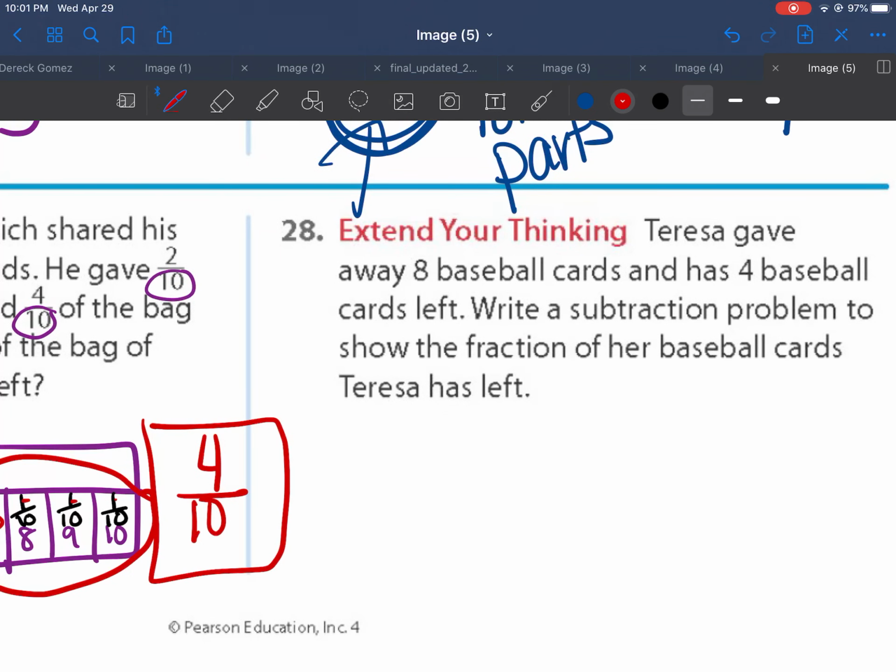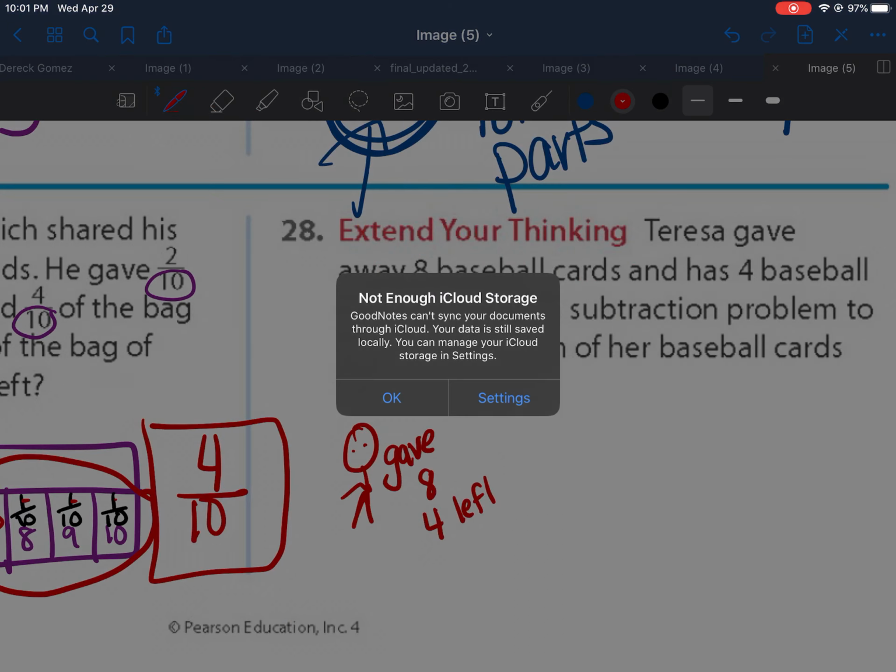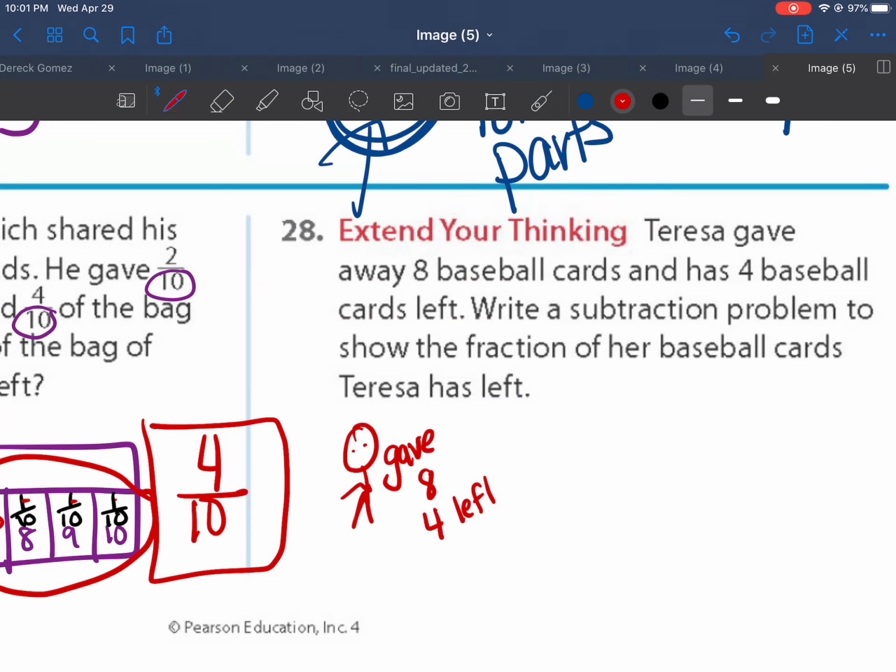Number 28. Teresa gave away 8 baseball cards and has 4 baseball cards left. Write a subtraction problem to show the fraction of her baseball cards Teresa has left. So Teresa gave away 8 and has 4 baseball cards left. So this is Teresa. She gave 8. And she still has 4 left.